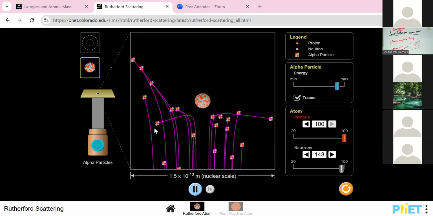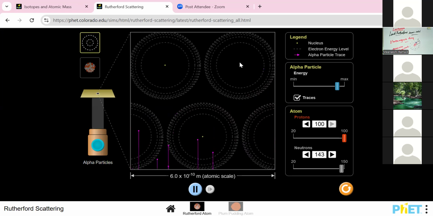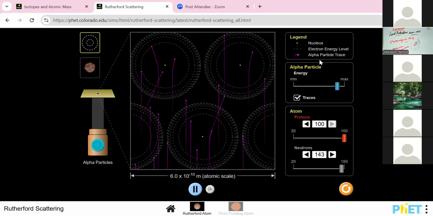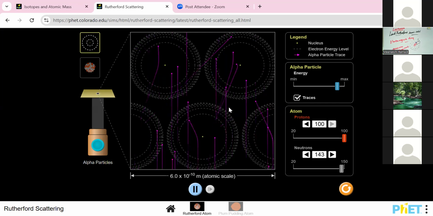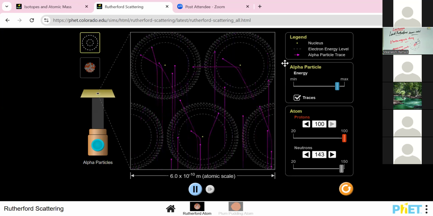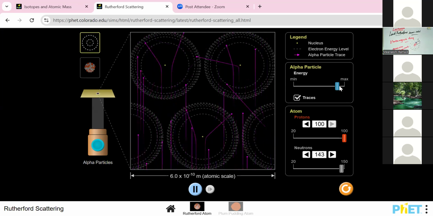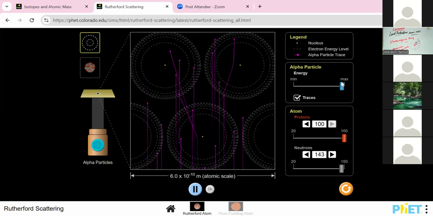Rutherford's atomic model. In the simulation, we get a lot of details about that, how the alpha particles are moving, that in this place, yes, the center part is the nucleus. This is the electron energy level. The alpha particle rays are pink in color. When we want to increase the energy level of alpha particles, the particles deflect and move in a fast manner. When I want to minimize, the energy level is also minimized.